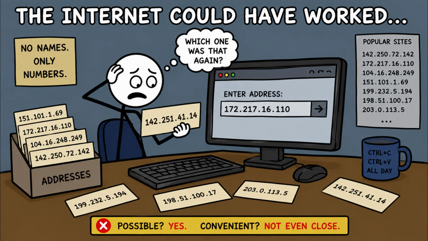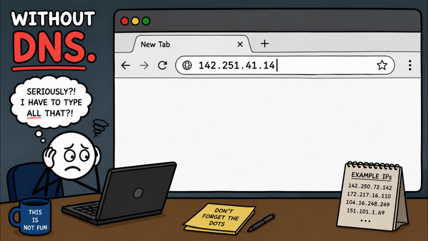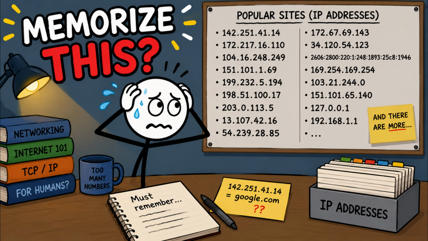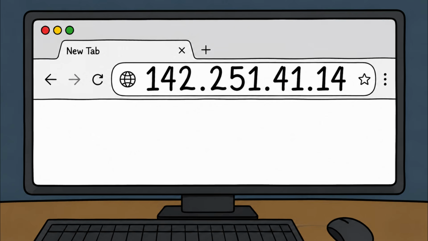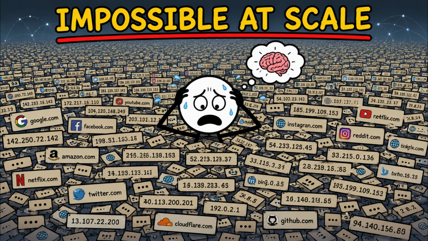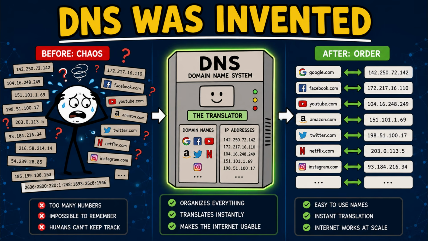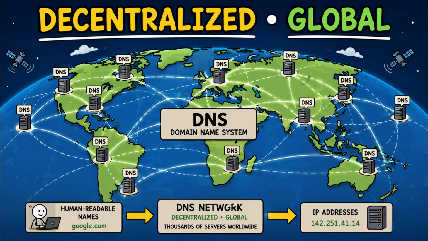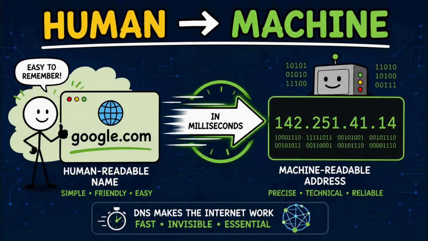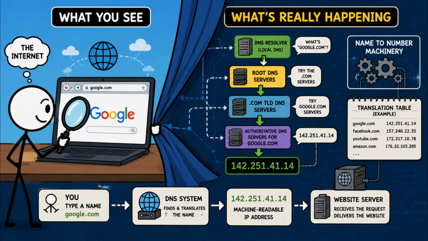The internet could have worked without DNS. You could memorize IP addresses. Type 142.251.41.14 directly into your browser. But that's impossible at scale. There are billions of websites. You can't remember numbers. So the internet invented DNS, a decentralized global system that translates human-readable names into machine-readable addresses in milliseconds. Understanding DNS changes how you see the internet.